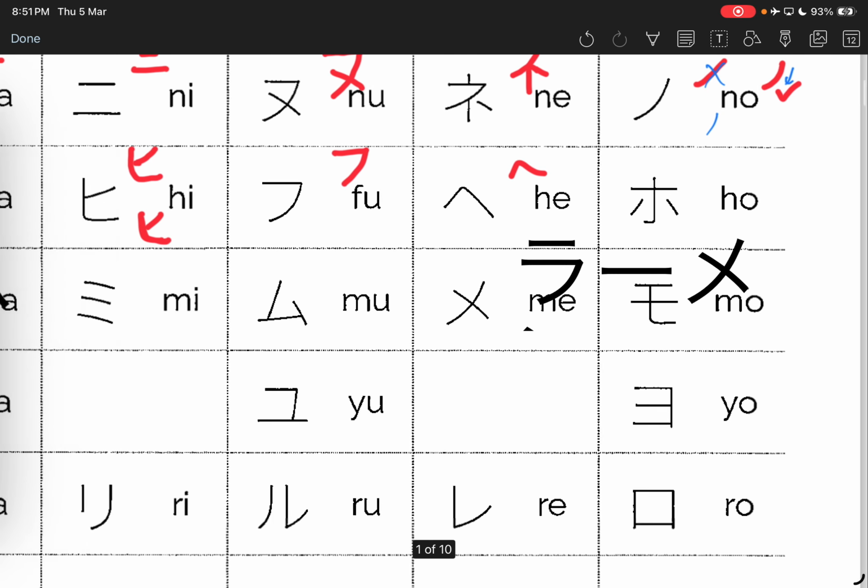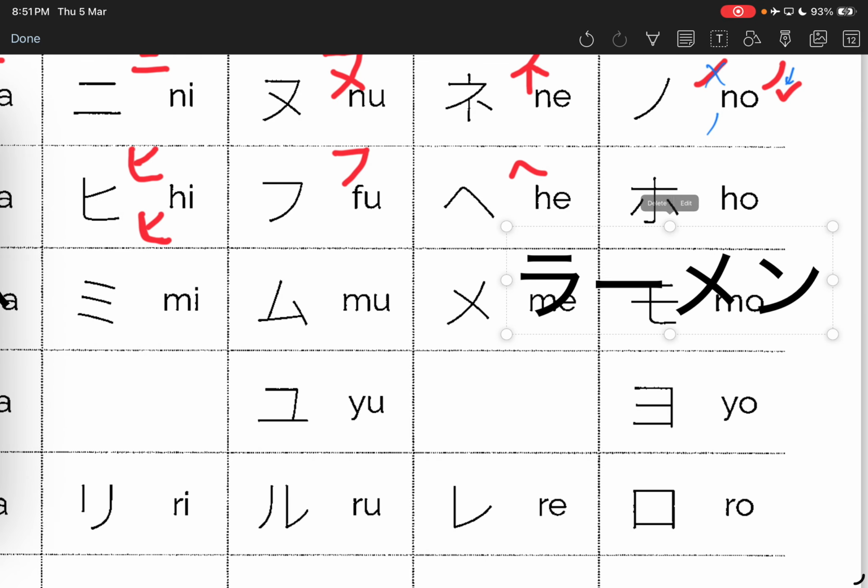If you're thinking of the Chinese character for ramen, sorry, it's not. Ramen doesn't have a Chinese character. We have to use katakana for it. Although ramen is a Japanese word, we use katakana to write it. I don't know why, but it is usually written in katakana.